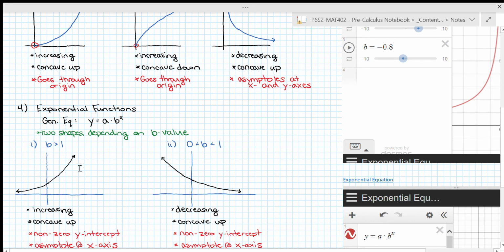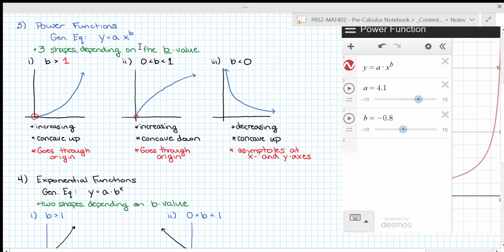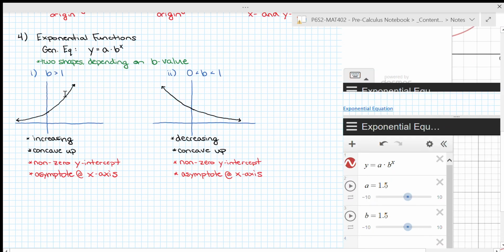The main difference between these two is that this always will have some non-zero y-intercept. Okay, this one up here will go through the origin every time, unless we added on like plus something here, but we're not ever going to do that for right now. But this exponential function will always have some non-zero y-intercept, again, as long as I'm not adding or subtracting anything here, which we won't.